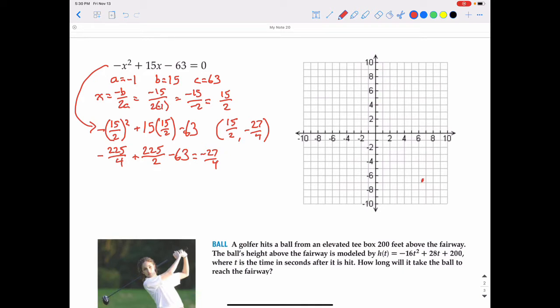Oh, let's try that again. That's actually 7.5. Let's move it over one more step. A little off today. How about right there? That's 7.5 and then negative 6 3/4, right there.